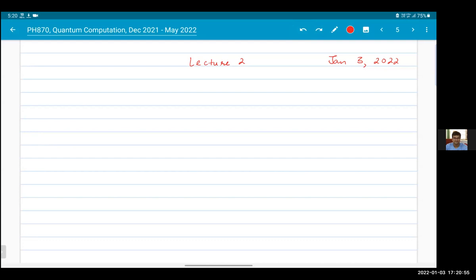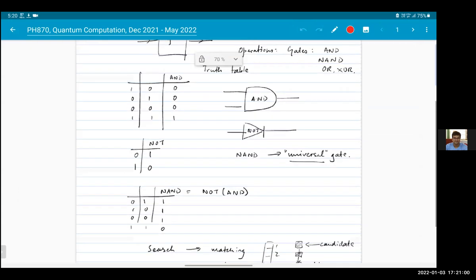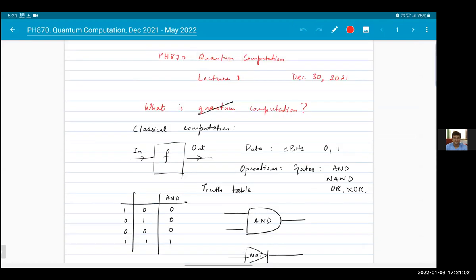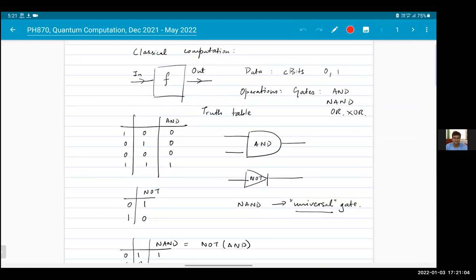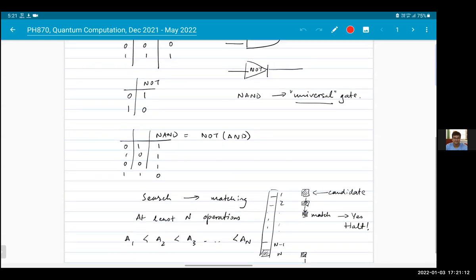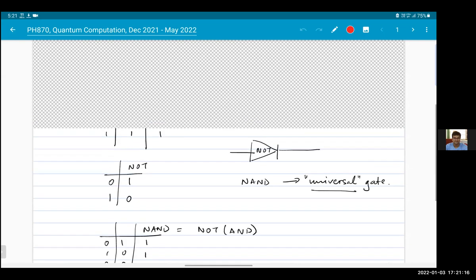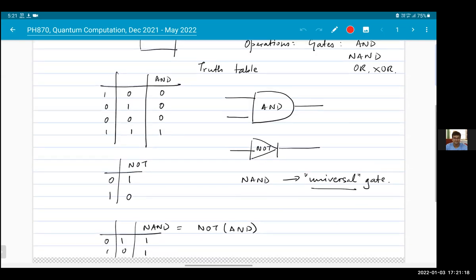So welcome to lecture 2 of quantum computation. In the first lecture, I just gave you a brief overview of computation in general, and went over some things which I presume that all of you are already familiar with, such as logic gates, truth tables, and so on and so forth.